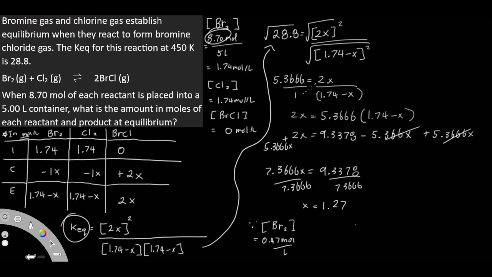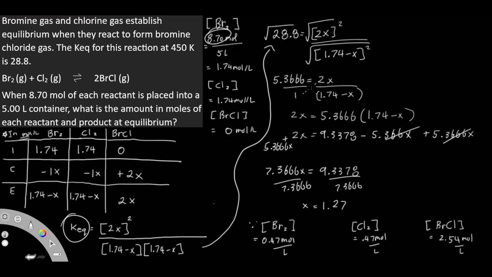Okay, now we're going to do the same thing for our Cl2. Our Cl2 obviously should be the same. So we have this minus this. Obviously this is our x, so you get the same value, 0.47 moles per liter. And last but not least, we have our BrCl, and that's going to be 2 multiplied by the x, so 2 times 1.27 gives you 2.54 moles per liter.